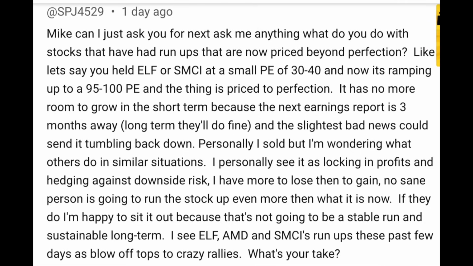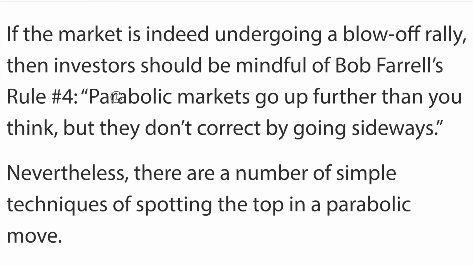And the next one says here, and I think a lot of us are in this boat, what do you do with stocks that have run up and are now priced beyond perfection? Like, let's say ELF, SMCI, when they had a small PE, 30 to 40, and now they're at 95 to 100 PE, and the thing is priced to perfection. It has no more room to grow in the short term because the next earnings report is 3 months away. Long term, they'll do fine. And the slightest bad news could send the stock tumbling back down. Personally, I sold, but I'm wondering what others do in similar situations.